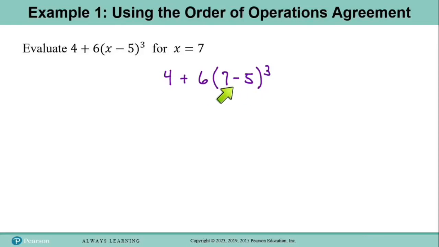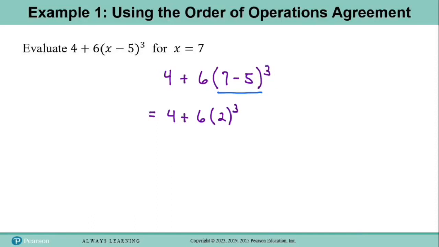And the first thing I see that needs to be done here is we can do the 7 minus 5 inside this parentheses. So I'm going to underline it to show that that's all I'm doing on this step. And then on the next line I'm going to copy everything as is except the 7 minus 5. I'll put the result of that. So we know 7 minus 5 is 2. So we're going to have 4 plus 6, and then inside parentheses the 2, and then the exponent of 3.